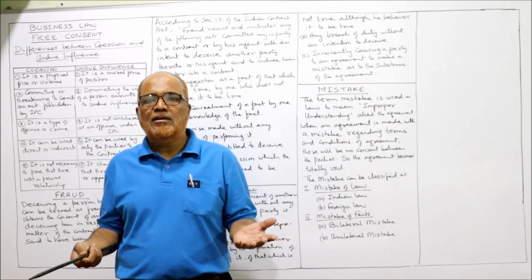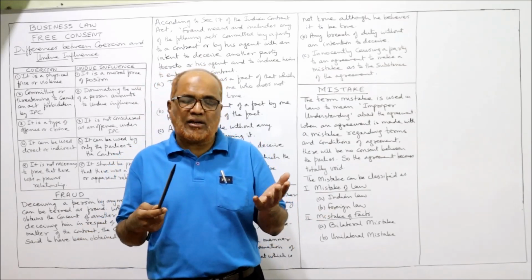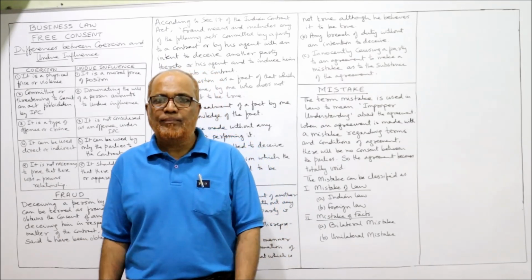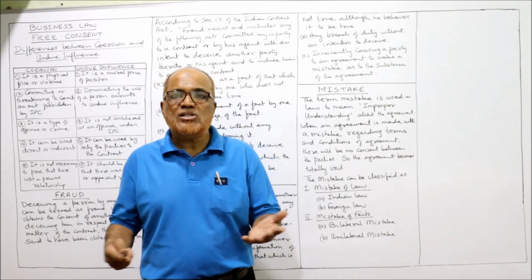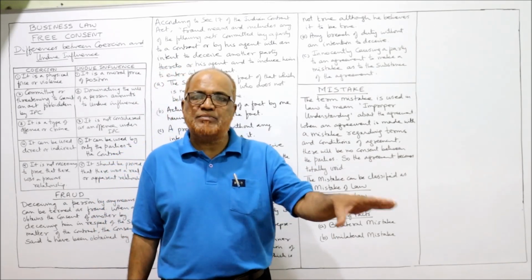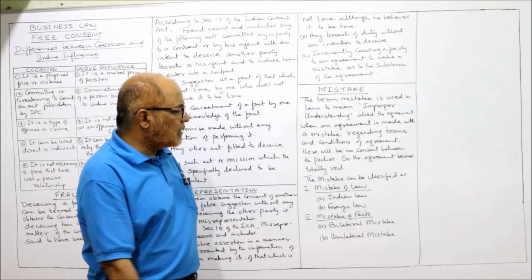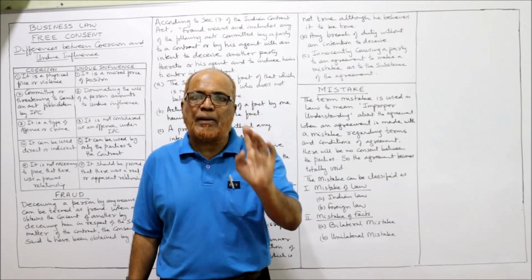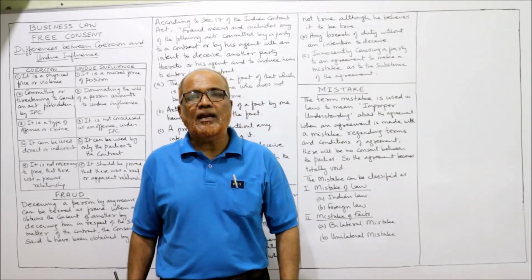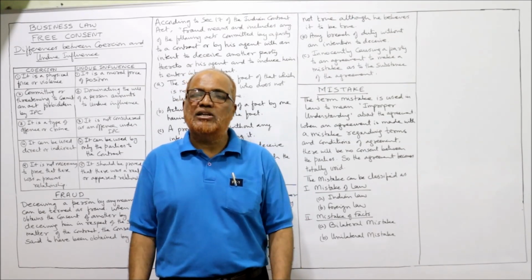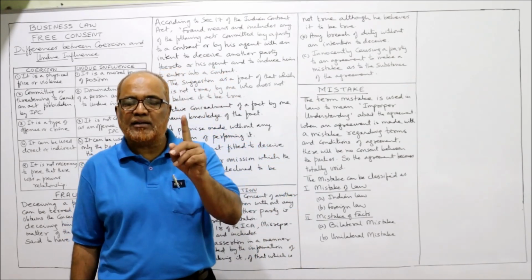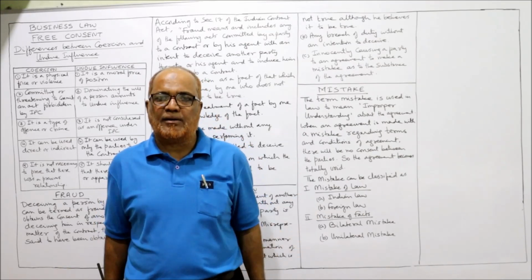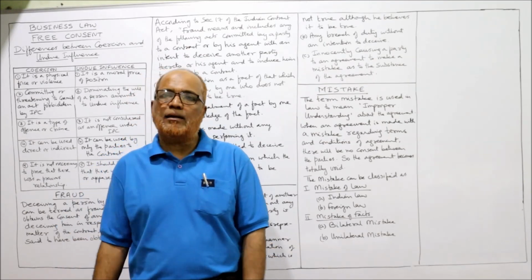That means the contract is affected by bilateral mistake. The contract is a void contract when both parties have no information about the subject matter of the contract. Unilateral mistake means the mistake is only on the part of one party, not the other party. Then it is a voidable contract, not a void contract. If one party is mistaken and the other is not, it is called a unilateral mistake.